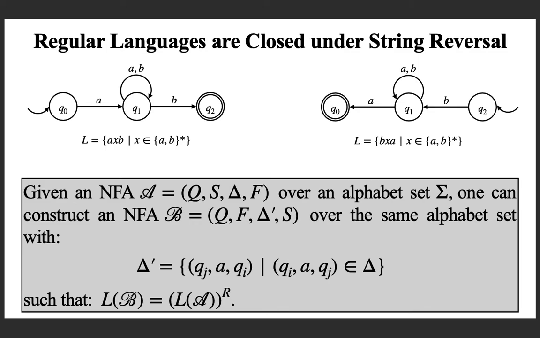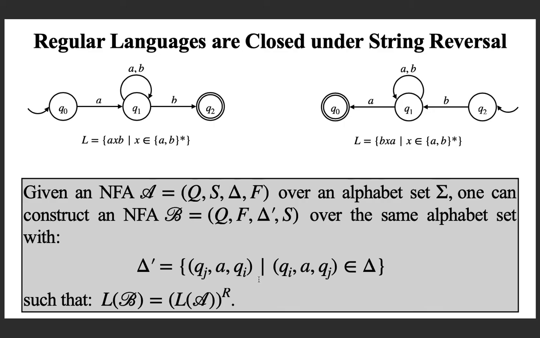So this theorem tells us that given an NFA, you can construct an NFA to accept the reverse of this language. So there exists an NFA for the reverse of any regular language. And hence we can conclude that regular languages are closed under string reversal, because the reverse of any regular language is regular.